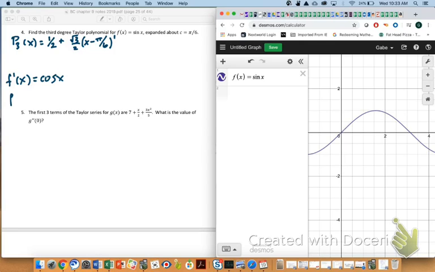So f double prime of x is what we need next. That's, of course, negative sine of x. What is then f double prime of pi over 6? It's negative 1/2, right? So it's going to be minus 1/2 times x minus pi over 6 squared over 2 factorial.